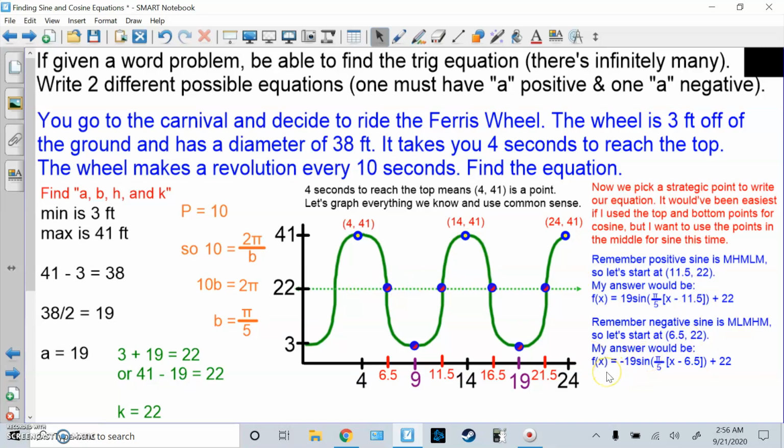Final answer, the equation will be negative 19 because A is now negative. Still sine because we started at the middle. Pi over 5 is still B. And now it'll be x minus 6.5 because I am going right 6.5. And then plus 22 because that's your midline.